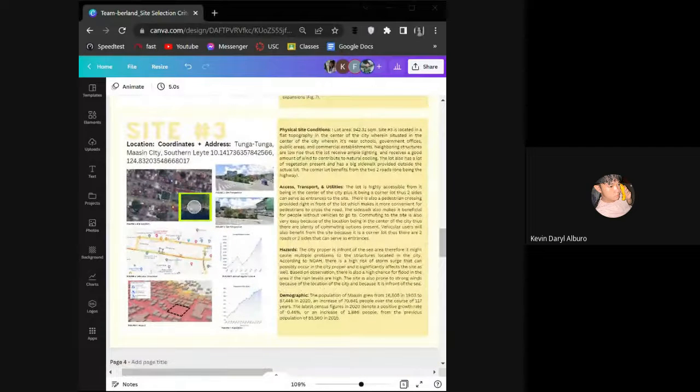And site 3 is located in Maasin City. For the physical site conditions, it's also located in a fairly flat topography.